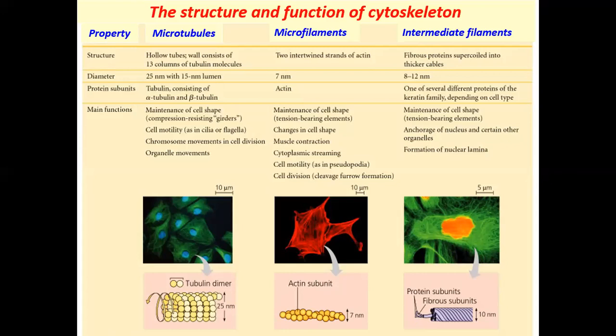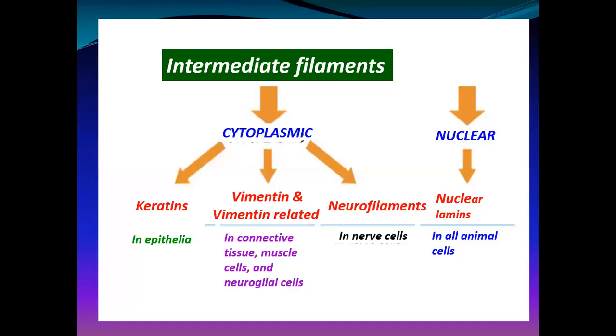Again, this is giving tensile, tension-bearing elements, maintenance of cell shape, anchorage of the nucleus and certain other organelles in the cell, and formation of the nuclear lamina by these proteins. Okay, so we first talk about the intermediate filaments. Intermediate filaments are of two types. They can be cytoplasmic and nuclear.